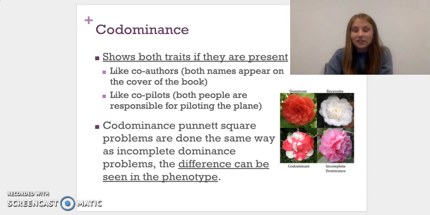So right now we are focusing on codominant, so let's keep looking at that flower that looks a little bit spotted. And we're going to go ahead and do a Punnett square calculation for this example.